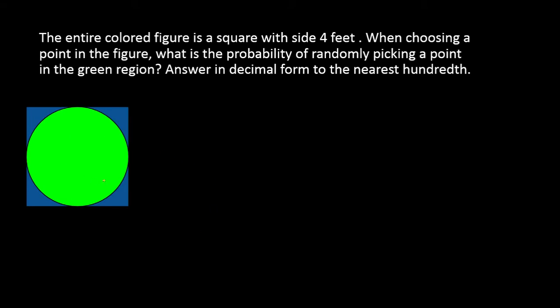So we have this colored figure here. We have a blue square and a green circle inside it. And we want to know, if we know we're going to pick a point on this figure, what's the probability that we pick a green point?